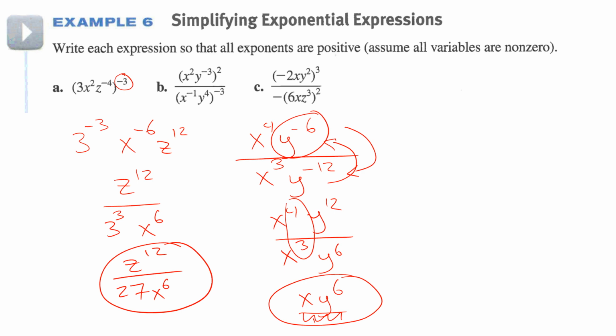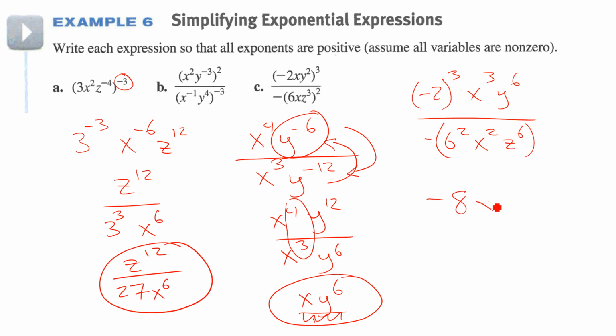All right, last one here, negative 2 cubed. X to the 3rd, y to the 6th, over negative, that's going to hang out in front of everything, 6 squared, x squared, z to the 3 times 2 is 6. All right, so what do we have here on top? Negative 8 x cubed y to the 6th, negative 36 x squared z to the 6th.